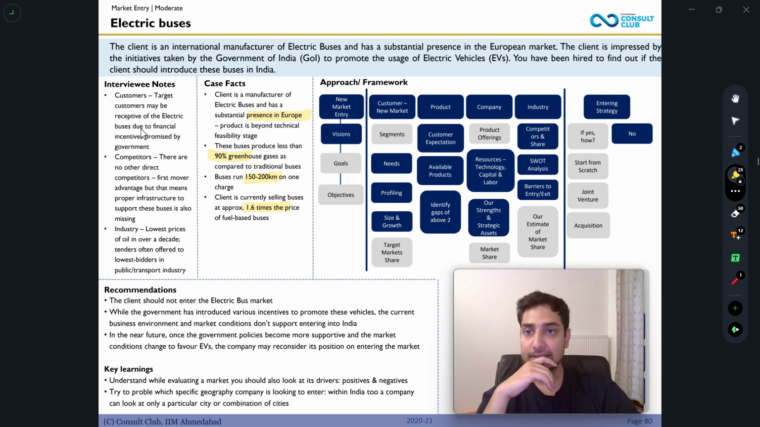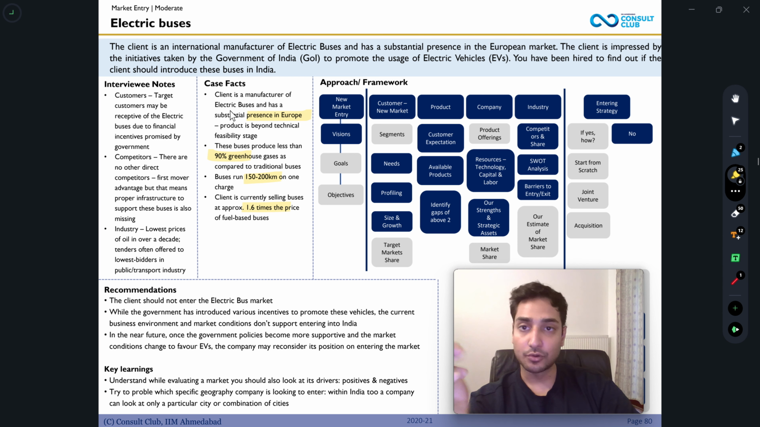So keep a note of all the points which the interviewer is mentioning as you go along, because you might forget them when you're analyzing. It's very important that even if you don't write full sentences, you write one statement which reminds you of what the client is and who the client is.